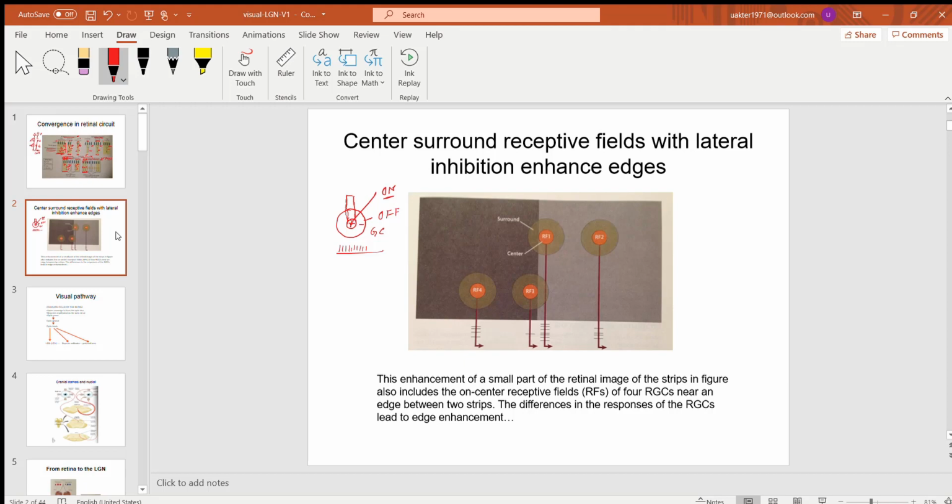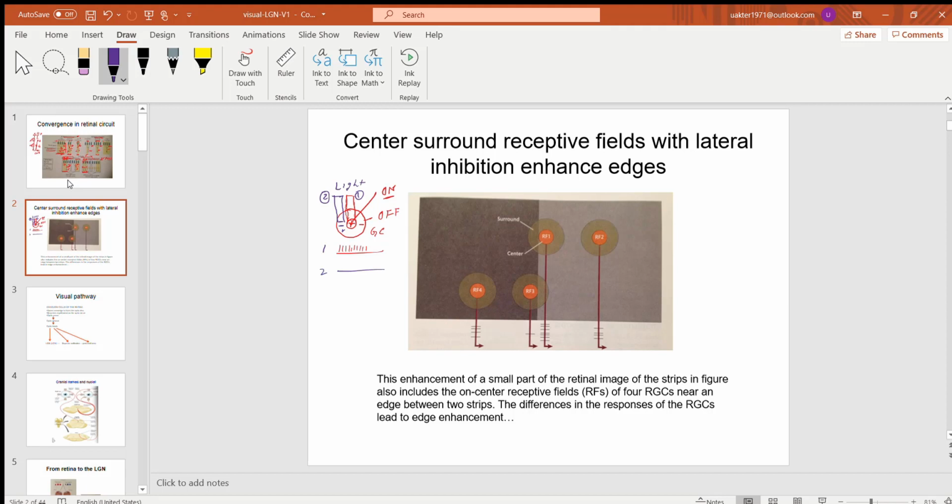Now if I present the stimulus only here to the off surround area, then what will happen? No response, because this area will be inhibited by the light or stimulus. Make sense? So this is condition 1, this is condition 2.